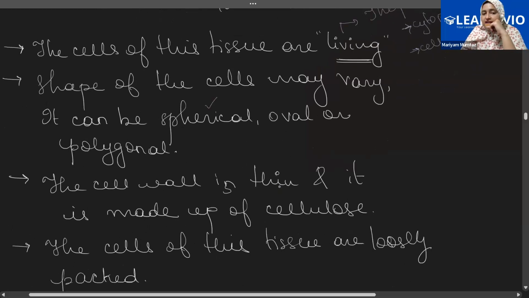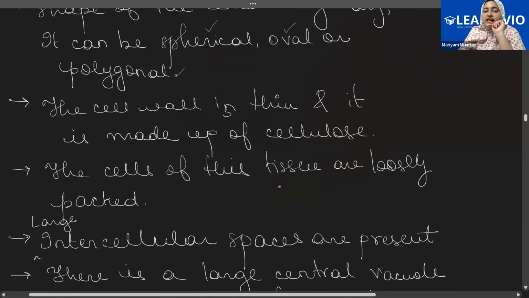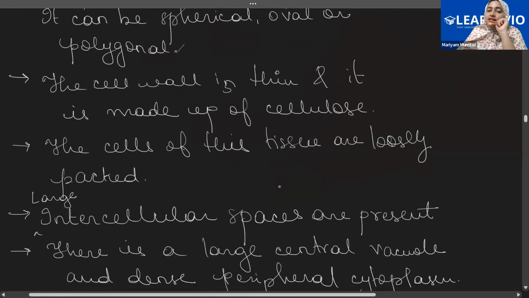Moving forward, the shape of the cells may vary a lot. It can be spherical, oval, or polygonal in shape. So you can find a variety of shapes in parenchyma. Here the cell wall is very thin and is made up of a component called cellulose. The cells of this tissue are loosely packed.